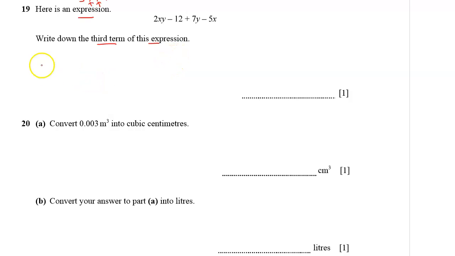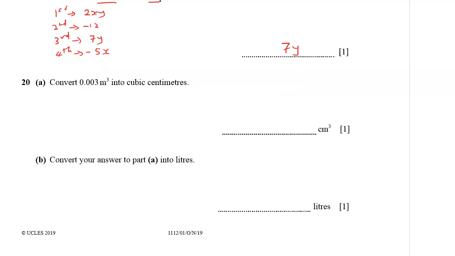Of course, the first term in this expression is basically 2xy. The second term will be minus 12. The third term will be plus 7y, but you just write it 7y. And the fourth term will be minus 5x. If it is negative in front, then you have to include the negative. But if it is positive, you don't have to. So the third term is 7y.